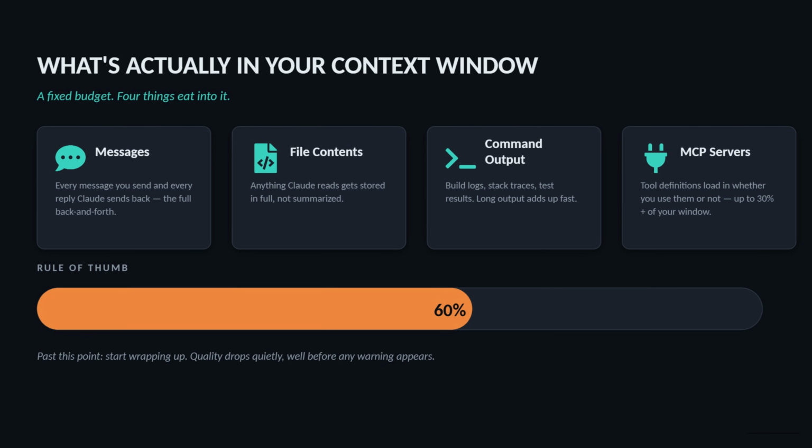1. Every message you send, and every message Claude sends back. 2. Every file it reads in full. 3. Every command it runs and the output that command comes back with, including stuff like long build logs or stack traces. And 4. The one nobody thinks about: tools from MCP servers you've got connected. Their definitions get loaded into context whether you actually use them in that session or not.